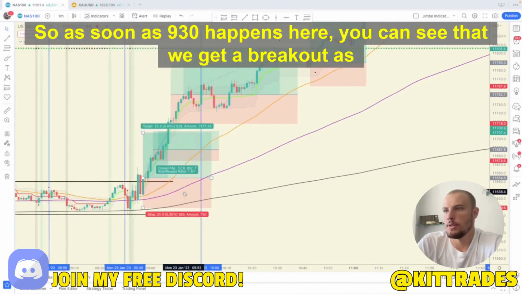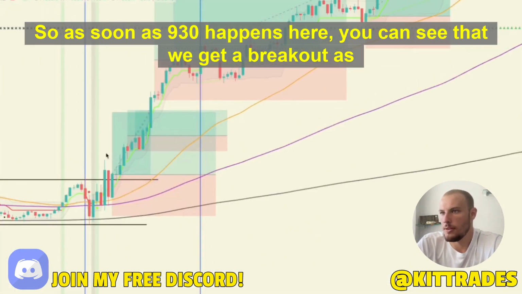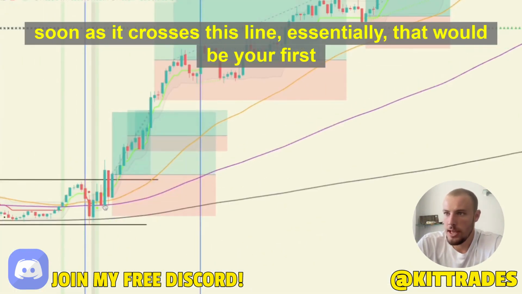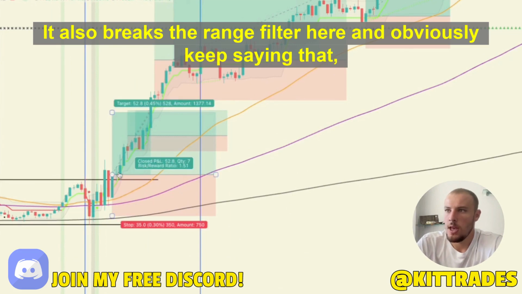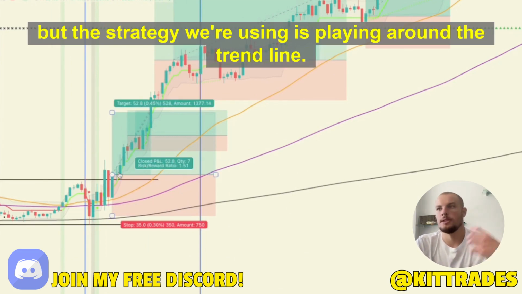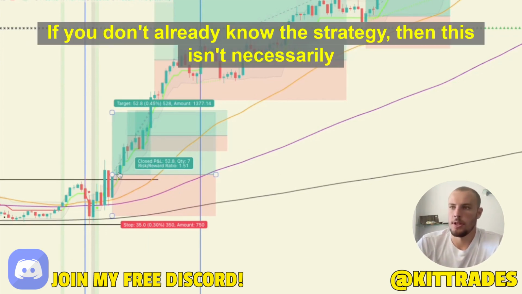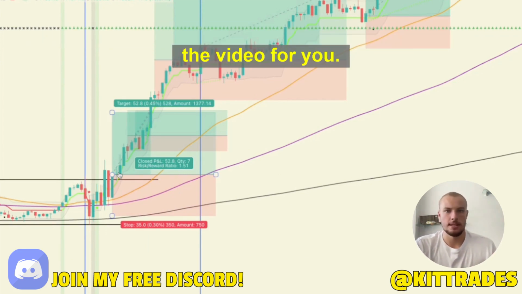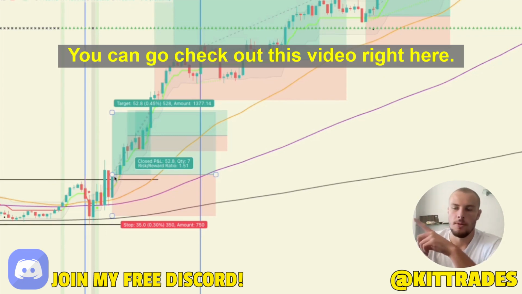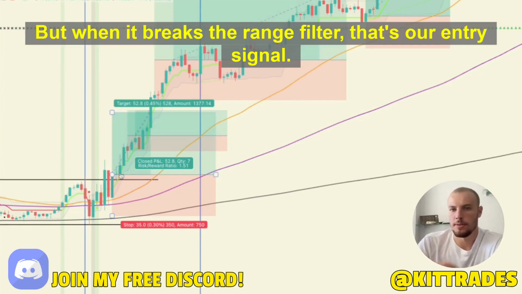So as soon as 9:30 happens here, you can see that we get a breakout as soon as it crosses this line. Essentially, that would be your first entry. It also breaks the range filter here. And obviously, I keep saying that, but the strategy we're using is playing around the trend line, or playing around the range filter. If you don't already know the strategy, then this isn't necessarily the video for you. You can go check out this video right here. But when it breaks the range filter, that's our entry signal.